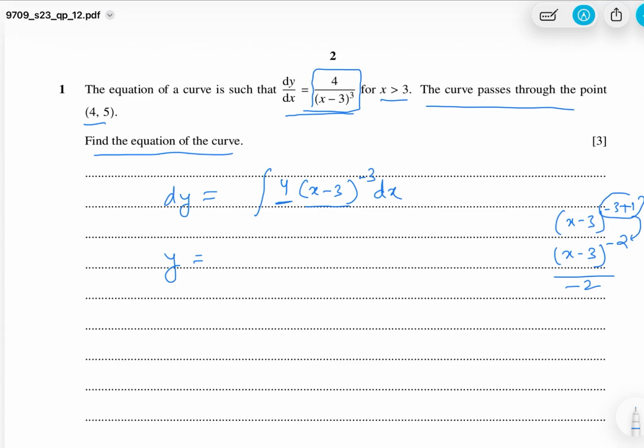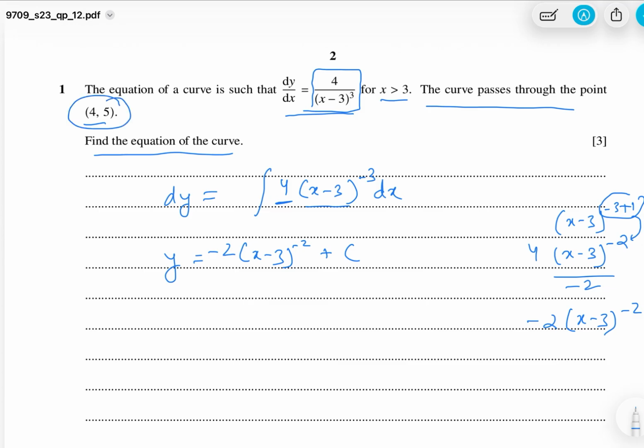We have 4 also here, so I will write 4. This would give me minus 2(x minus 3) to the power minus 2. So it would be minus 2(x minus 3) to the power minus 2 plus the constant, that is c. Now we have to find the value of the constant. How can I do so?